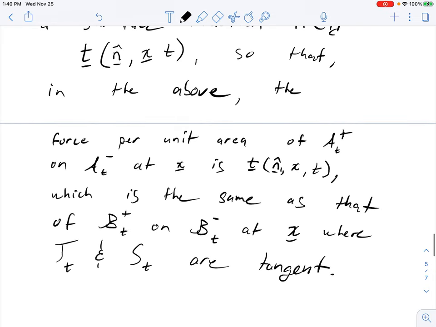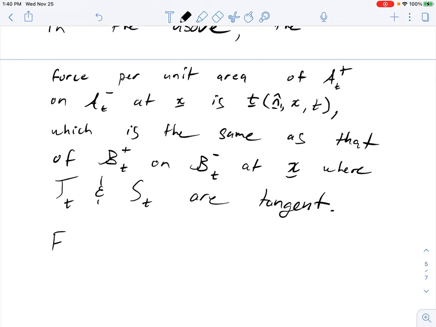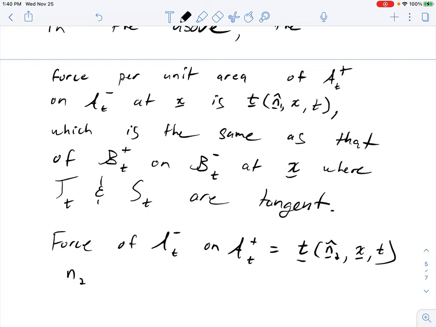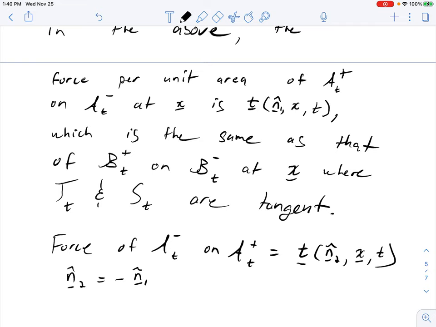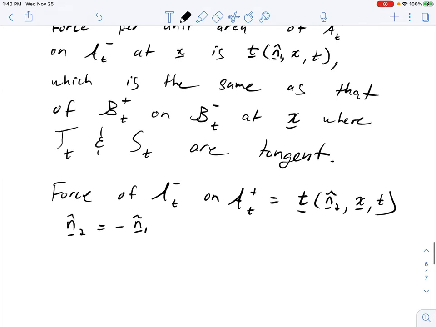And then, likewise, the force of A minus T on A plus T is equal to T of N2, X and T. N2 is equal to minus N1. All right, so it's going to be the case that T of minus N1 has to equal minus T of N1. We'll get to that in a little bit here. In fact, we'll get to that in the next lecture, really. But that's Newton's law requiring equal and opposite reaction.